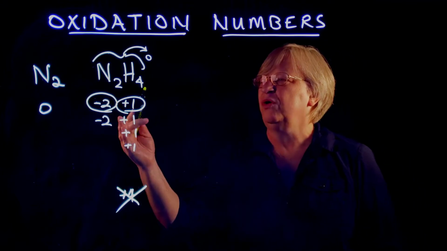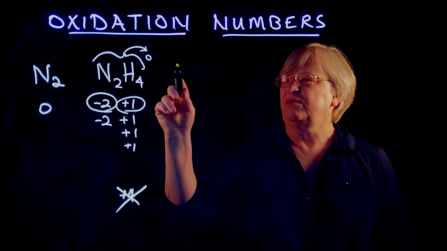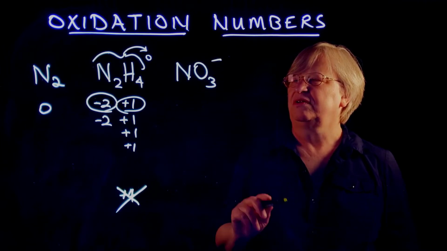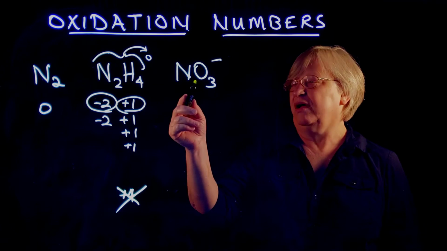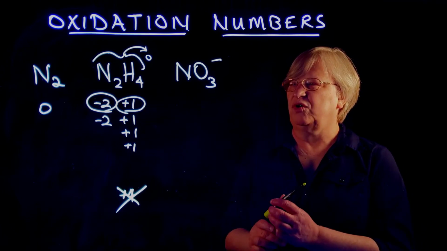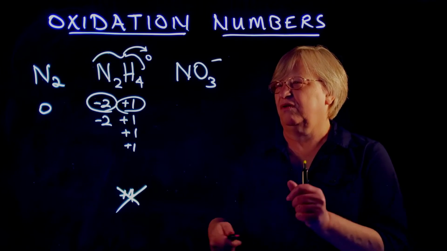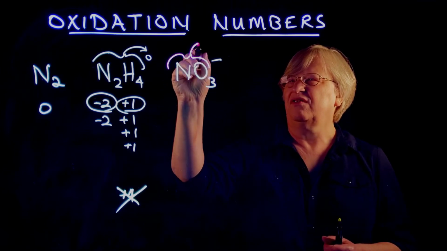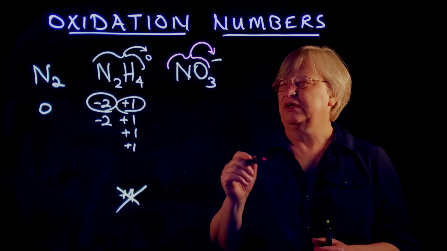Now, we don't always add up to 0 because sometimes we have polyatomic ions. So let's look at nitrate. Nitrate is an ion. It has a charge. So overall, this thing has to add up to a minus. So this whole thing, all of it together, has to add up to a negative.